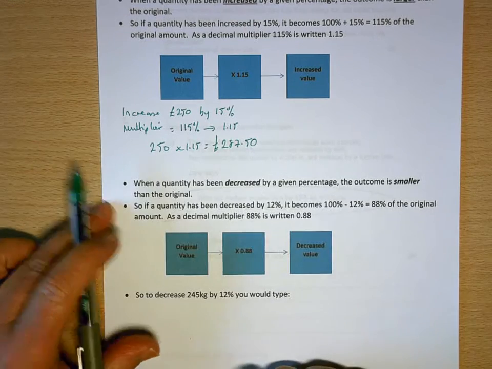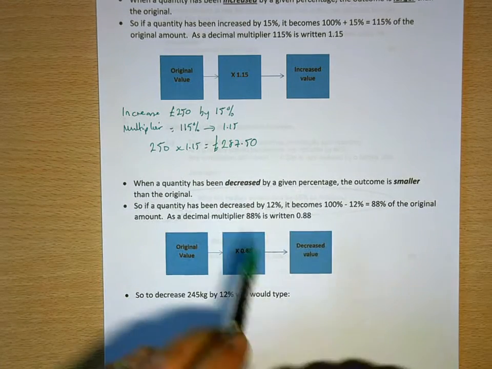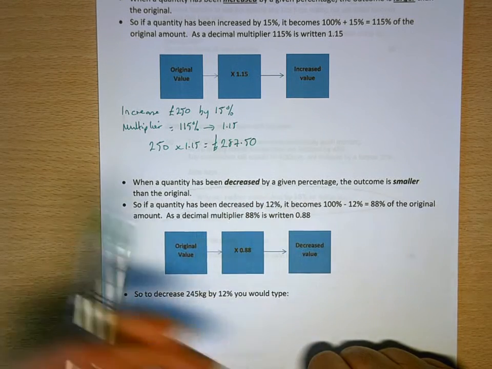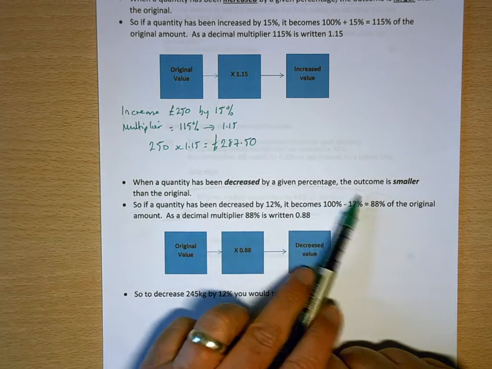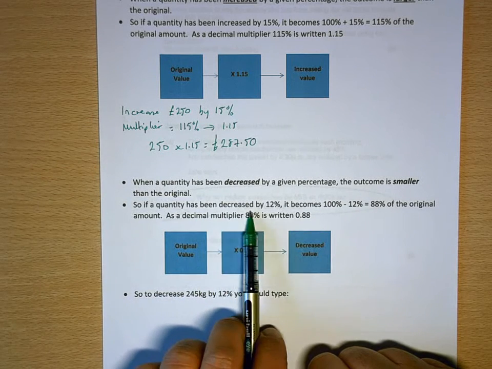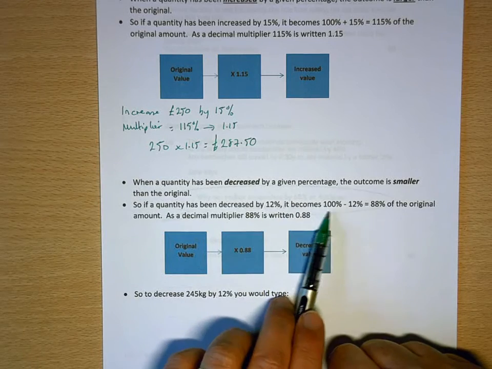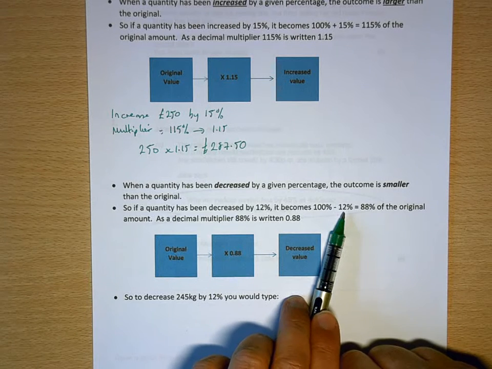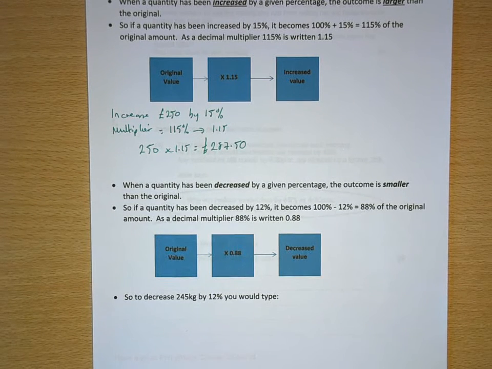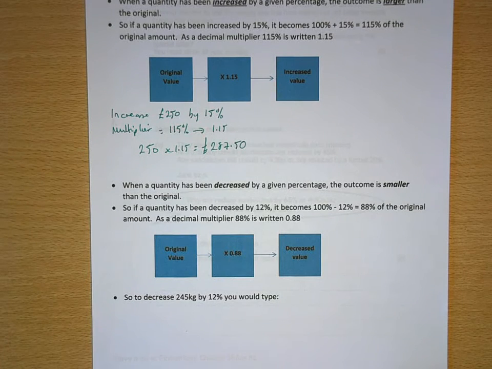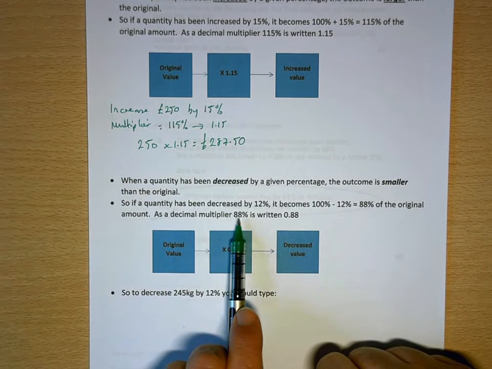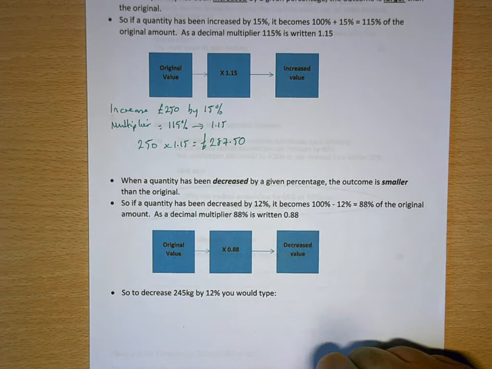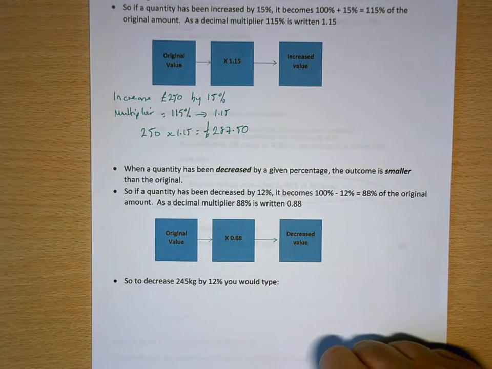Now the same thing applies with a decrease. When it's being decreased, we've got to have a smaller new value. If we've got a quantity that's been decreased by 12%, then our original is 100%. We reduce that by 12, so we're going to take 12% off it. So we end up with a value that's 88% of the original amount. Thinking of 88 pence written in pounds would be £0.88. So our multiplier is 0.88.